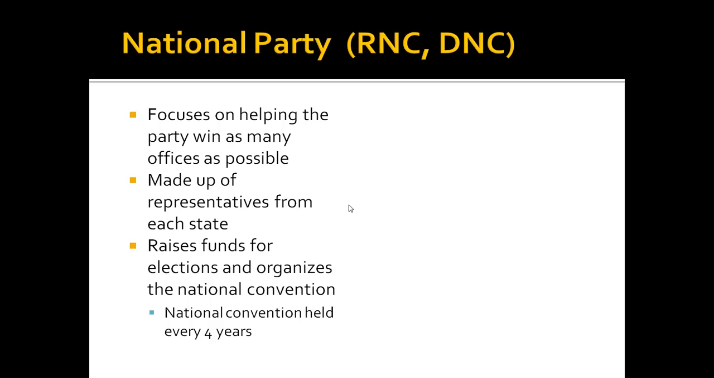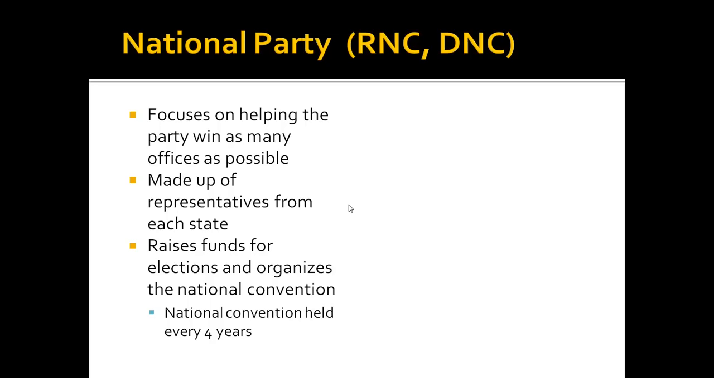In our congressional district with Michelle Bachmann, the National Party spent tons of money in it because they knew it was going to be a very, very close election in a district that isn't usually very close.